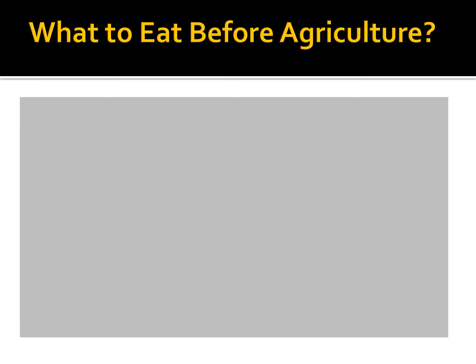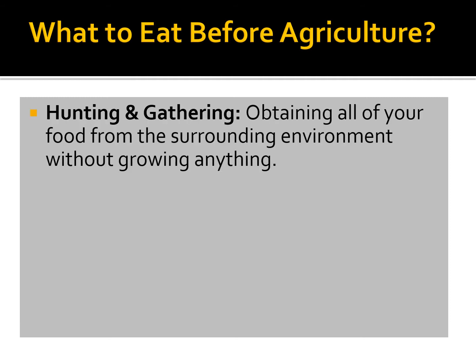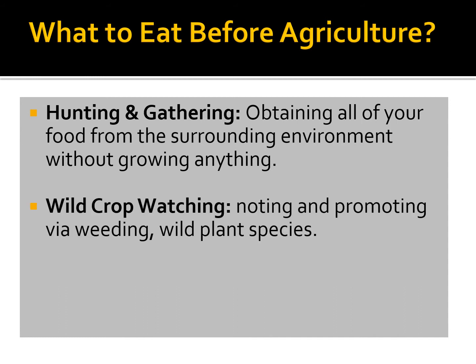So before the firm establishment of agriculture in various parts of the world, what were people using as their subsistence strategy? Well, you have, of course, hunting and gathering, which we talked about, which is obtaining all of your food from the surrounding environment without growing anything. You also have wild crop watching, right, which is while you're out in the wild, you know which species produce food, and you start to remove their competitors that are growing around them.